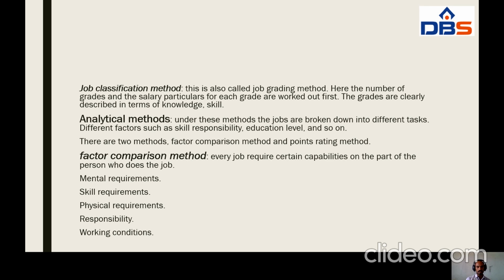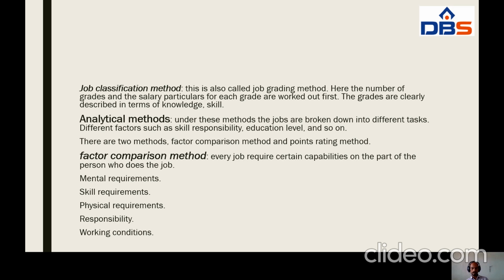And the next one, job classification method. This is also called the job grading method. Here, the number of grades and the salary particulars for each grade are worked out first. The grades are clearly described in terms of knowledge, skills, and so on. Then the jobs in the organization are allocated to these grades as per the job description and grades identified. This is the job classification method.